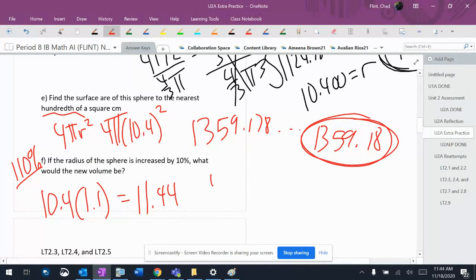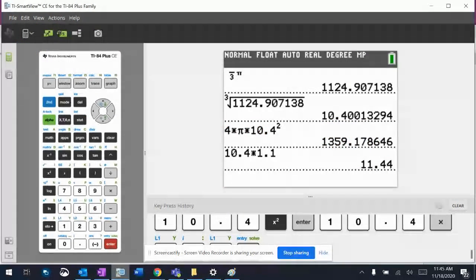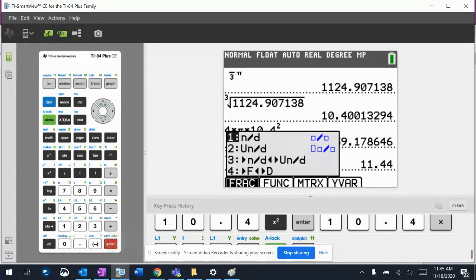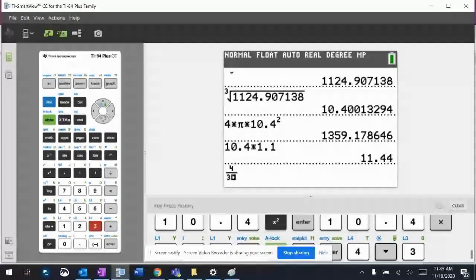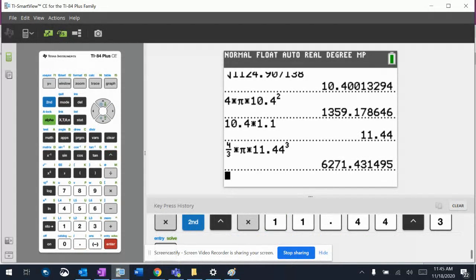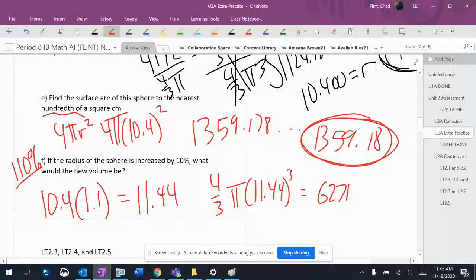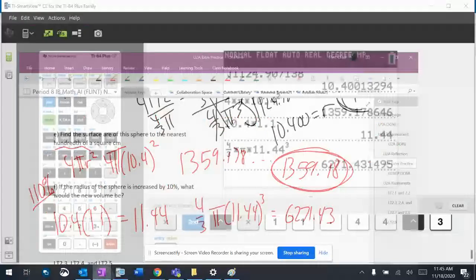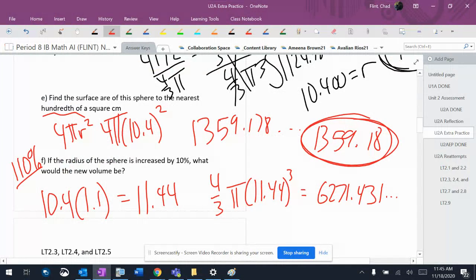So then it's going to be 4/3 pi times 11.44 to the 3rd power, which is 6271.431. Doesn't say what to round to, so let's go 100 for right now.